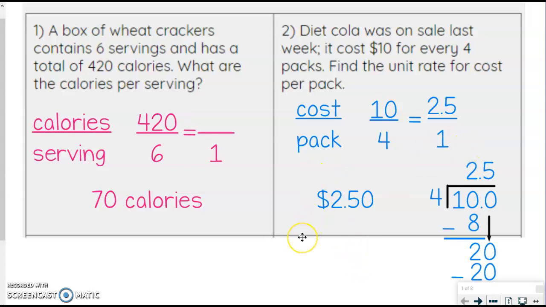So those are those unit rate problems. You have 2 more problems to try on your own and check with the answer key. Then you also have a quick check that you need to do and check with a teacher. So make sure you do all those practices so you know how to solve unit rate problems. Good luck. You can do it.